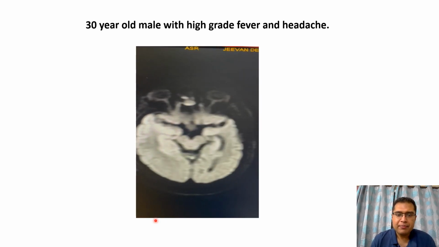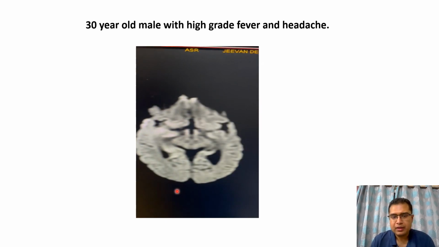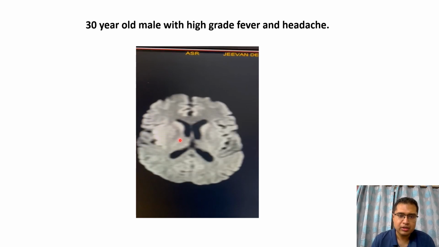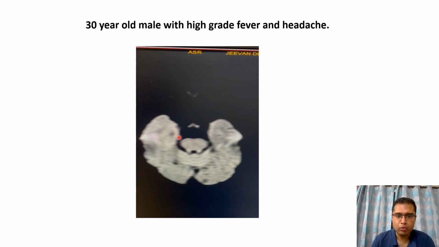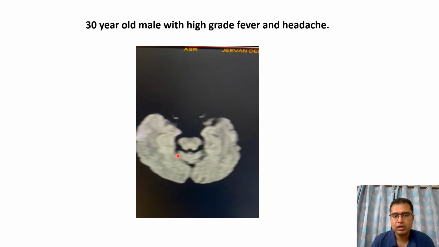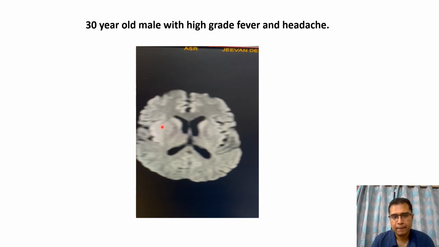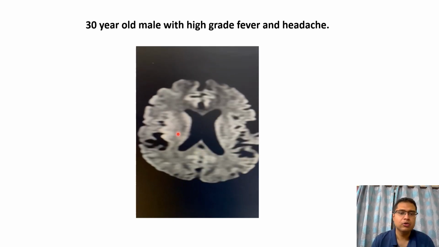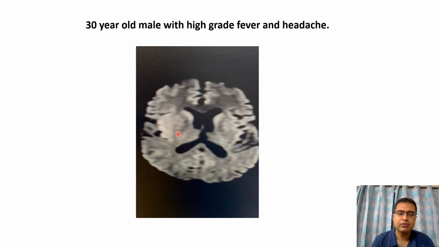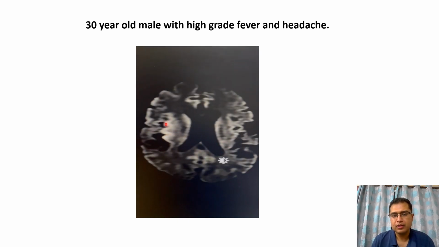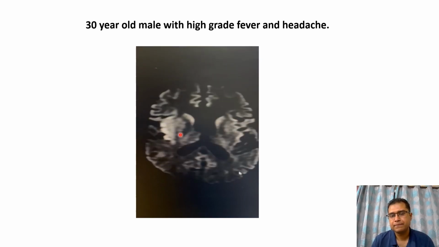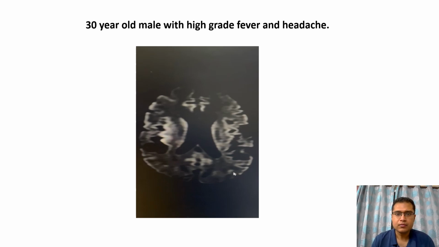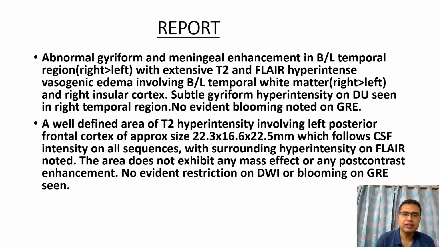These are the DWI images, where we can see gyriform restriction in the right temporal as well as in the right insular cortex. This hyperintensity on DWI, subtle hyperintensity, was seen in the DWI images. So the diagnosis is very clear here. It's a case of meningoencephalitis.